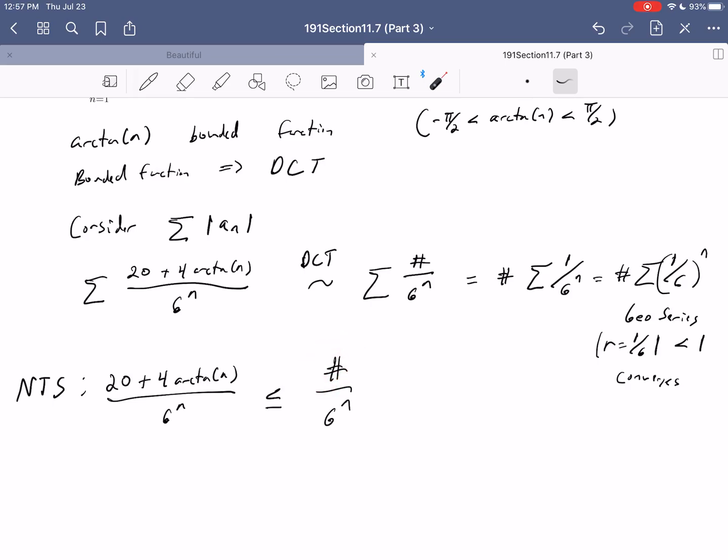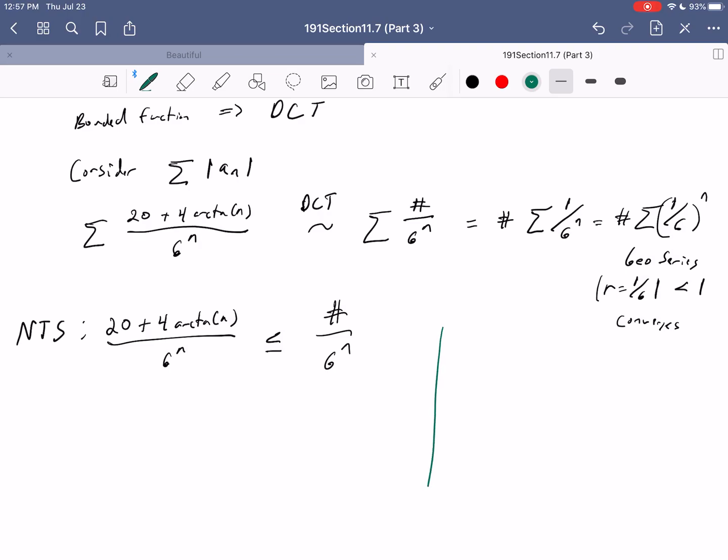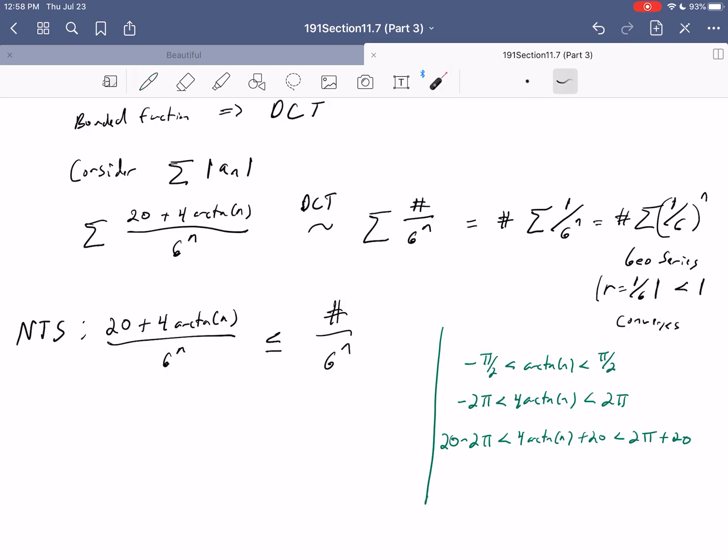How do we figure out the appropriate number here? Well, we can use these bounds. As a little scratch work, just to make this a bit easier, keep in mind negative pi over 2 is less than arctan of n is less than pi over 2. That means 4 arctan of n is somewhere between negative 2 pi and 2 pi. And if we add 20 to all those, we'd say that 20 minus 2 pi is less than 4 arctan of n plus 20 is less than 2 pi plus 20. So 4 arctan of n plus 20 lives somewhere between 20 minus 2 pi and 2 pi plus 20.